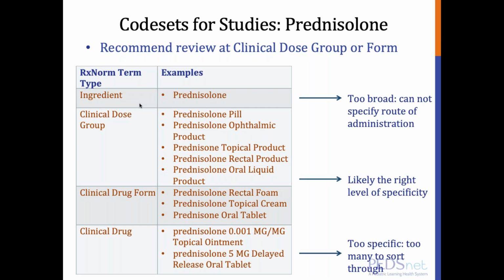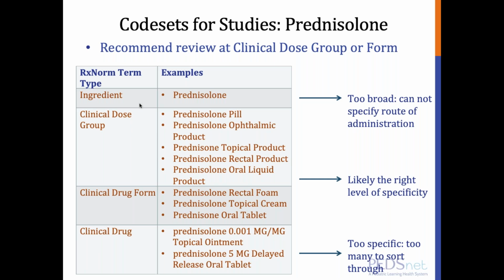And in particular, you're probably going to start with what's called a clinical dose group or a clinical drug form. And those are both things that give you information not just about what the drug was, but about how the patient took it. That's typically the right place to go, because typically the study design is going to make some assumptions about the type of exposure.